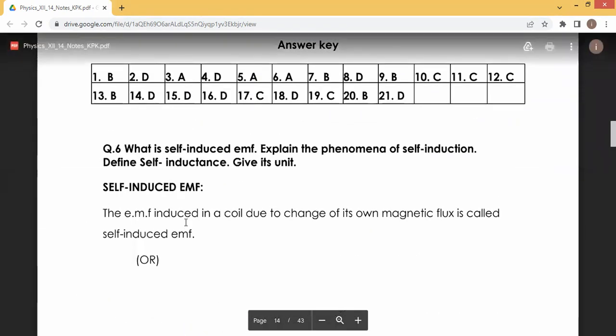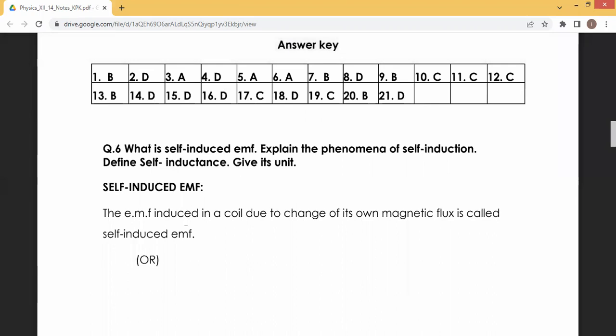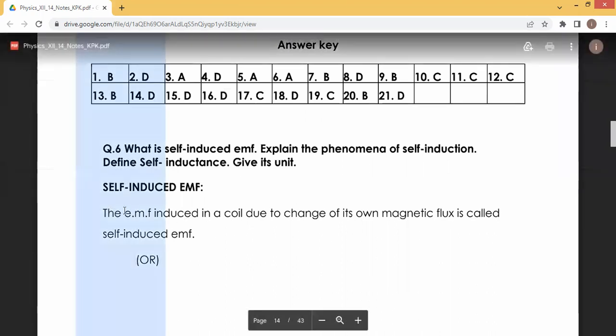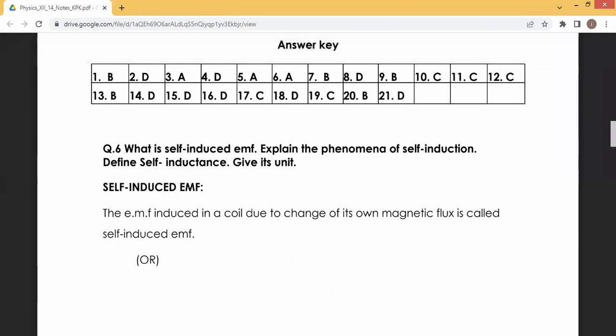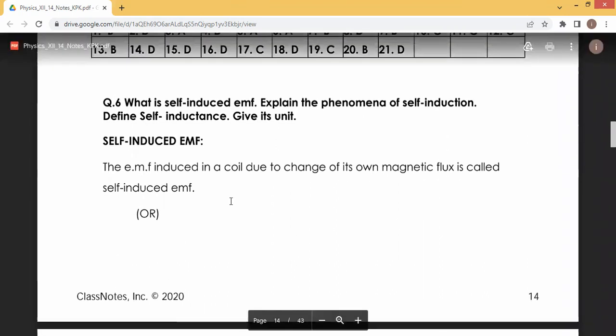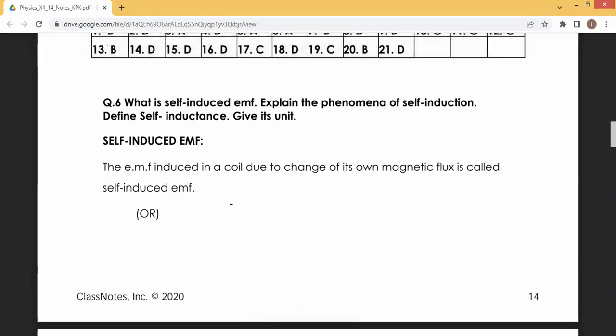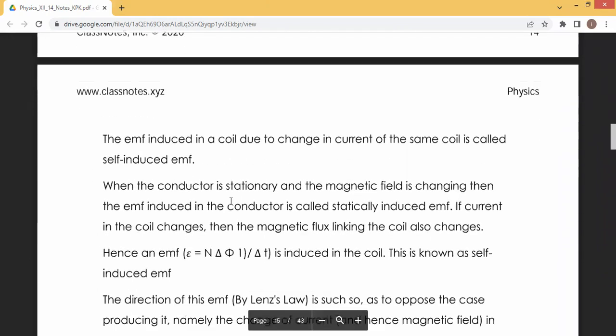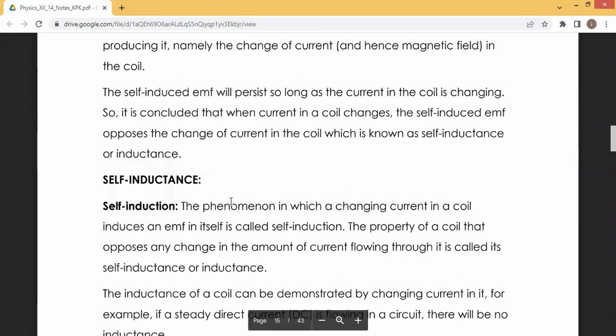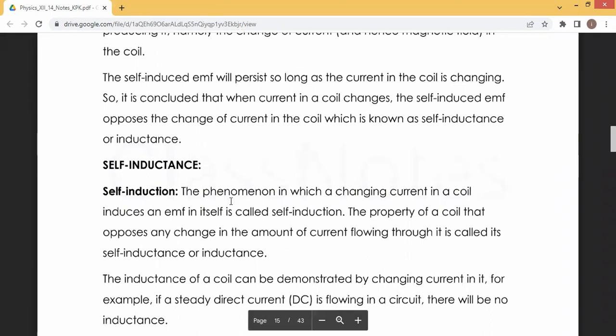What is self-induced EMF? The EMF induced in a coil due to change of its own magnetic flux is known as self-induced EMF. What is self-inductance? The phenomenon in which a changing current in a coil induces an EMF in itself is known as self-induction.